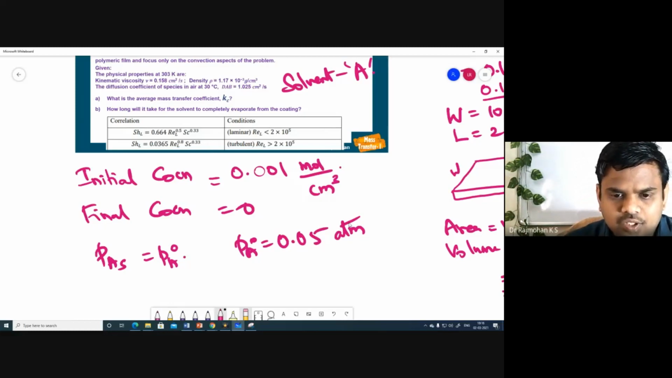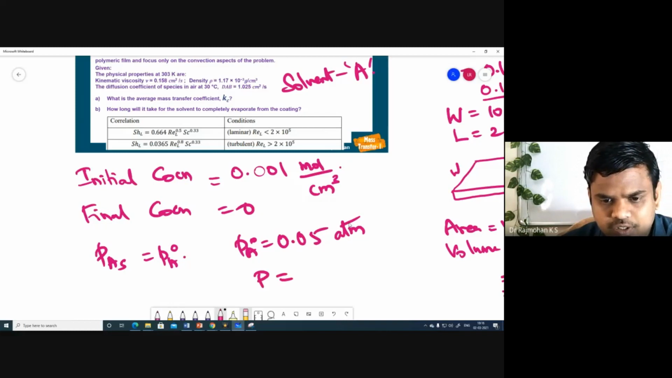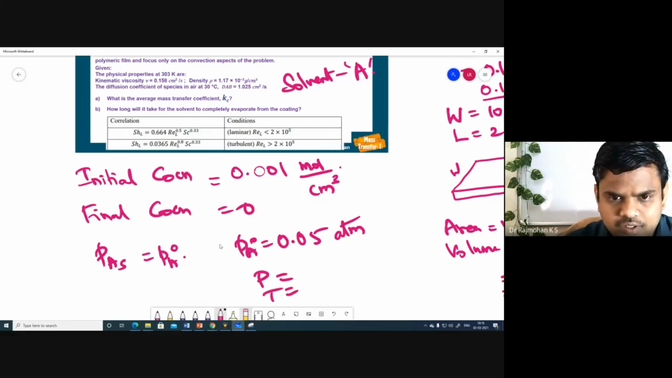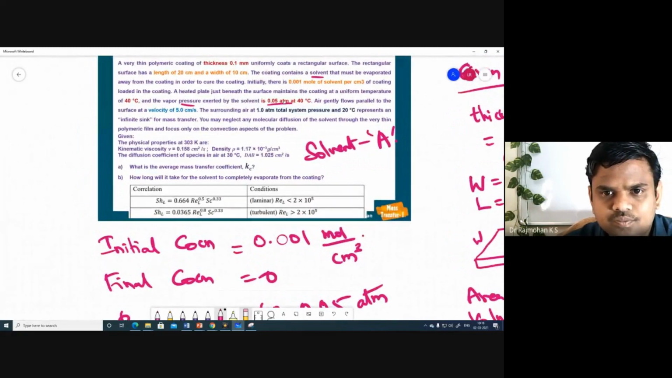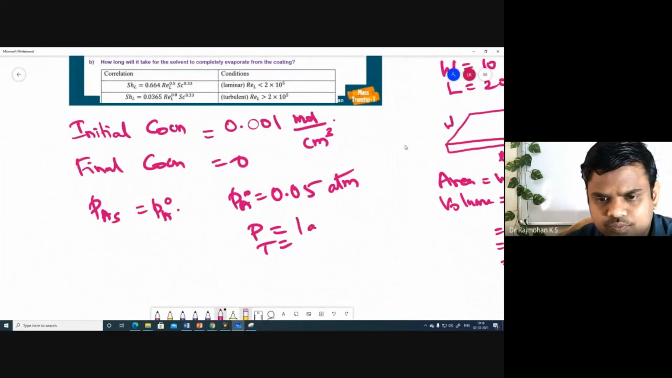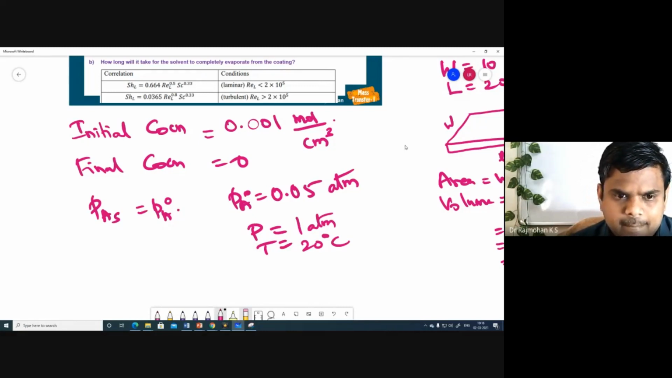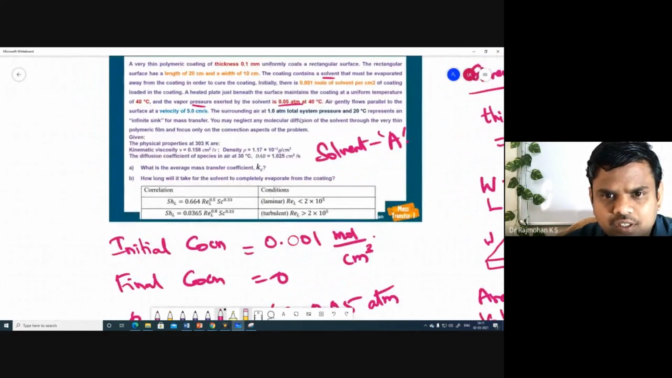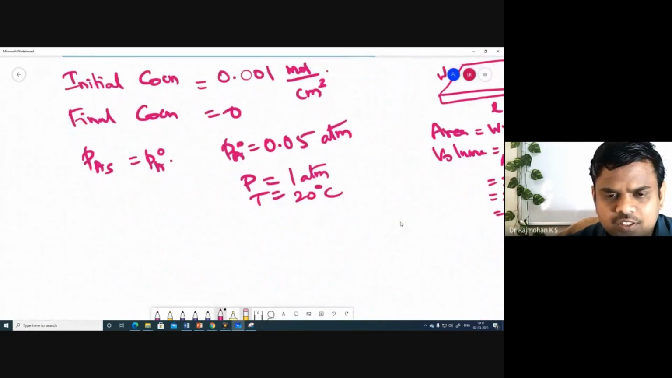We know that the total pressure and temperature are also given. So it is given that the total pressure is 1 atmosphere and 20 degrees Celsius. What about the PA infinity? That is going to act as a sink, as mentioned: surrounding air represents an infinite sink for the mass transfer. So infinite sink means the concentration PA infinity is equal to 0. P total is given, temperature is given.